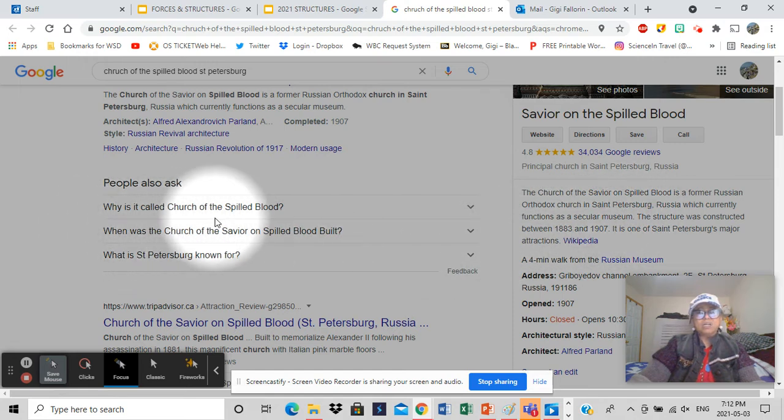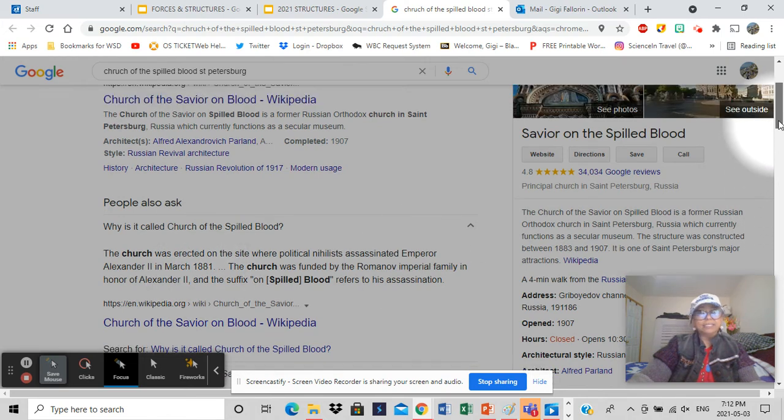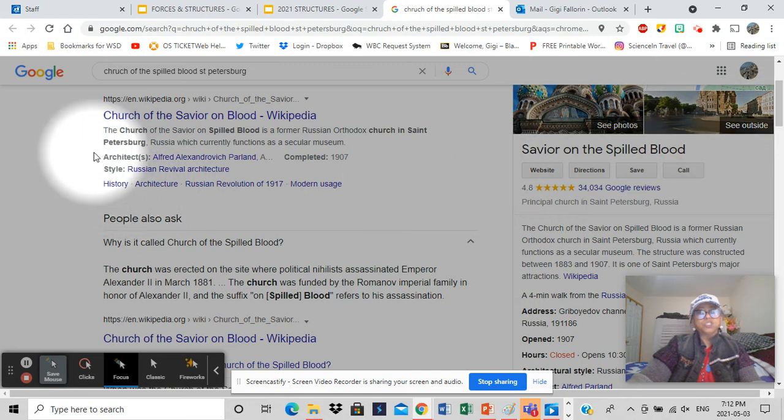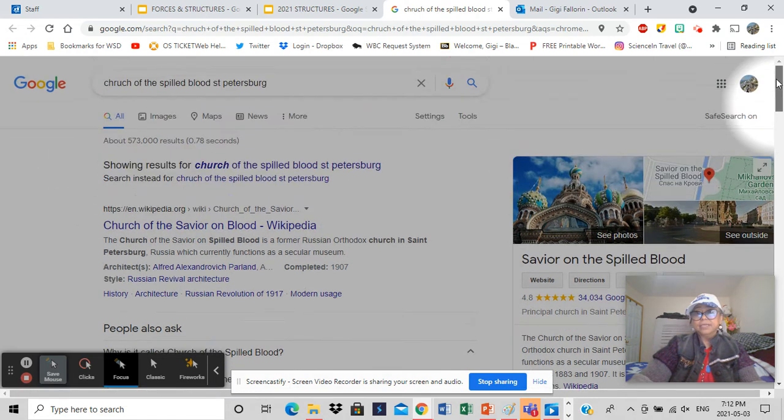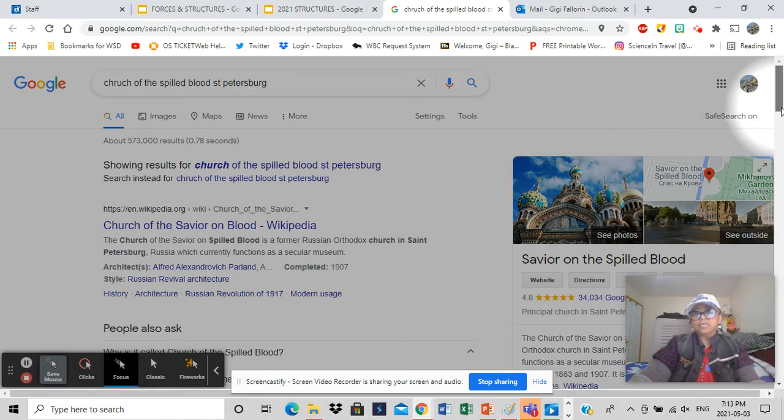And you might ask, why is it called Church of the Spilled Blood? Well, it was the site of the political assassination of Emperor Alexander in 1881. So they named the site in his honor and built this church, which they call Church of the Savior on Blood. If you talk about the structures, the topmost part, what would strike you would be the colorful shell-like structures, right? So it is a shell structure.